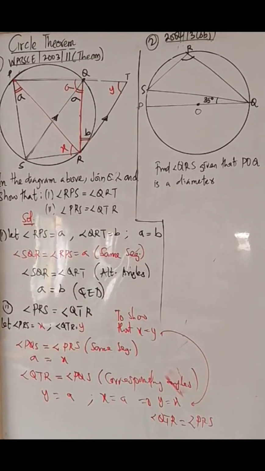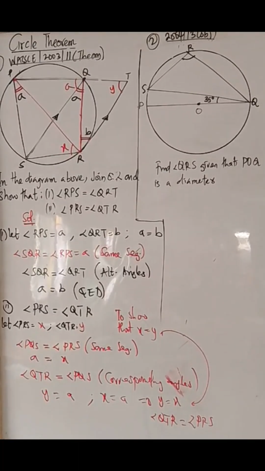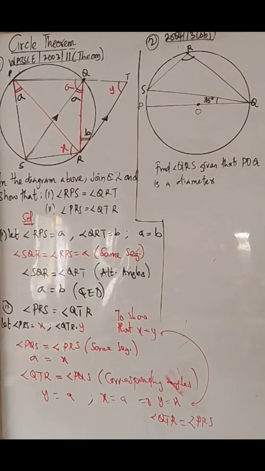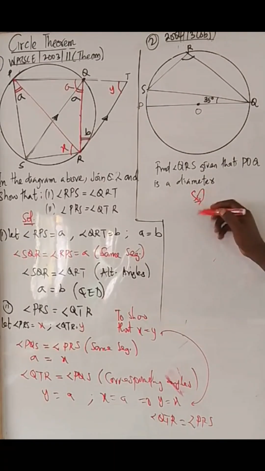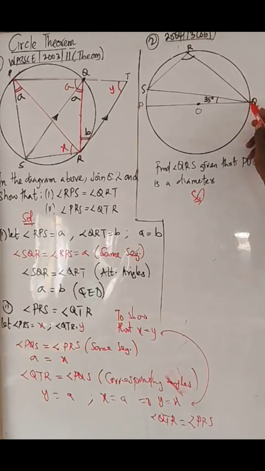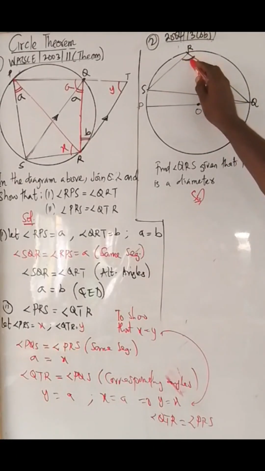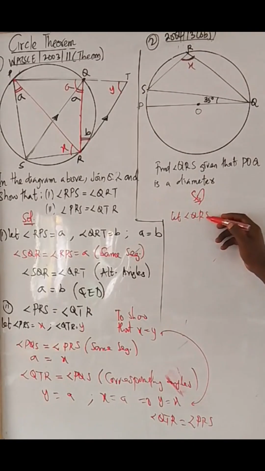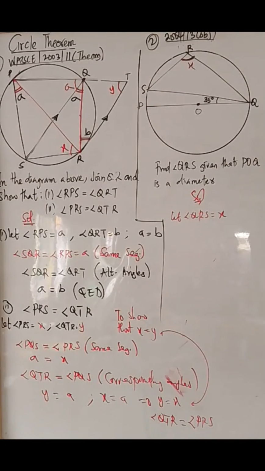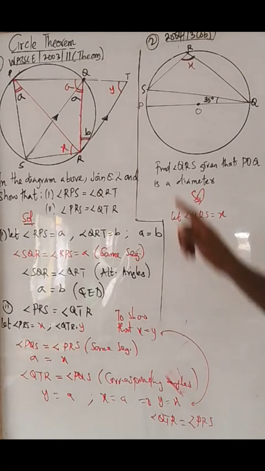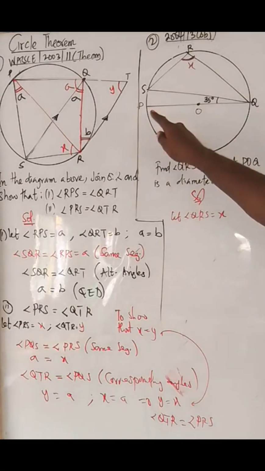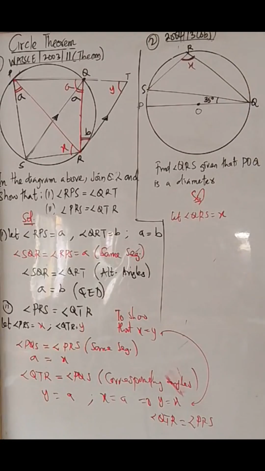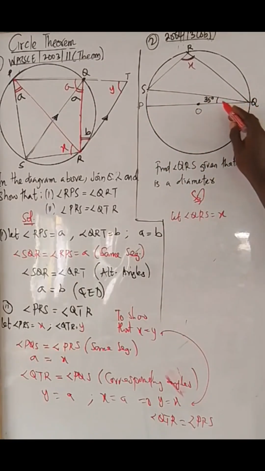Now, in this question, question 2, from 2004, number 13, objective, we are told to find angle QRS. QRS, this angle here. Let angle QRS be X. Now, given that POQ is a diameter, whenever you have a diameter in circle theorem, go and check theorem 4. Angle in a semicircle is 90 degrees. So this is the diameter, and we are given this angle here.